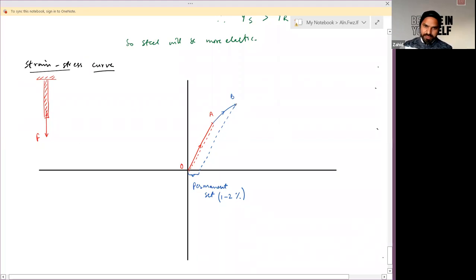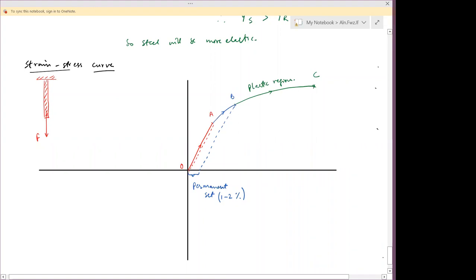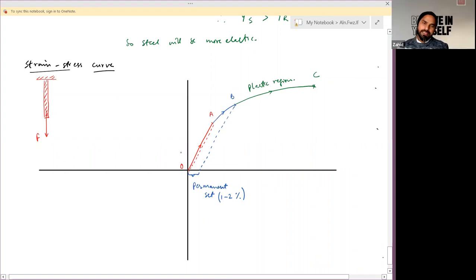But now if you stretch it a little bit more, it will move along this path. If you remove the deforming force in this entire region, the object will remain in its own state at this instant. It means the object has lost its property of elasticity in this region. So this region is called the plastic region. Is it clear? Yes, sir.